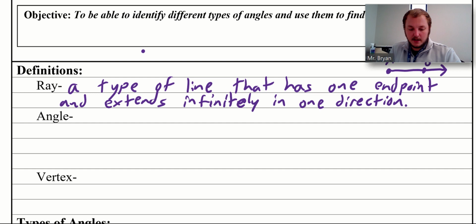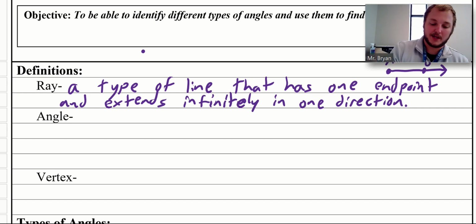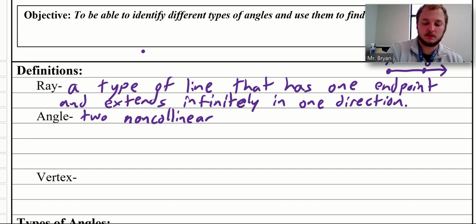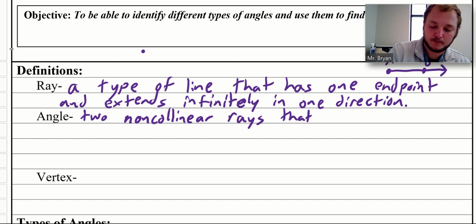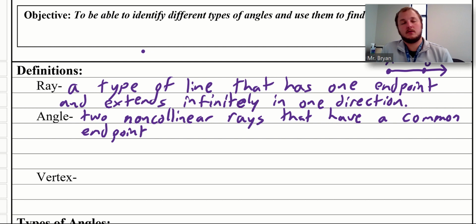If we're using that with an angle, it has to use a couple different rays in order to be created. So an angle is two non-collinear rays that have a common endpoint. Make sure to add that piece in there, two non-collinear rays. Okay, an angle, if we're using a technical definition, is two non-collinear rays that have a common endpoint.